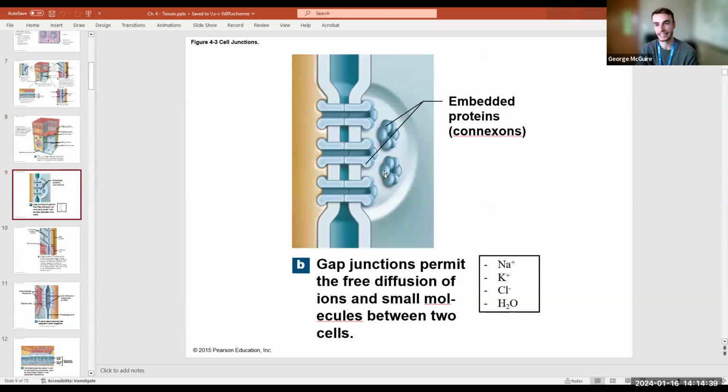Okay, so here is a gap junction. Like I said, it has these channel proteins in here that create space for molecules to move through and diffuse between neighboring cells. These proteins are called connexons. They create a channel for small molecules and ions to just easily transport and diffuse between our neighbors.